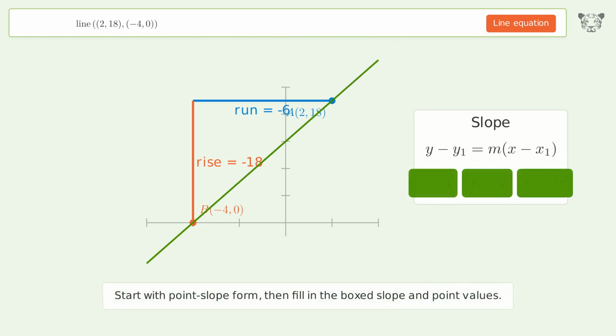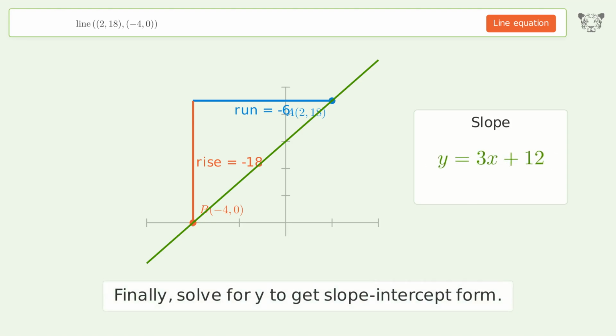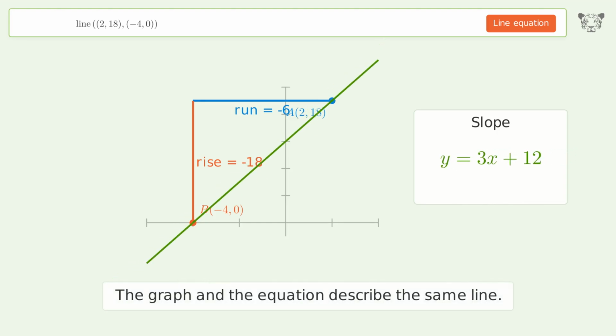Start with point slope form, y minus y1 equals m times x minus x1. Then fill in the boxed values, slope is 3, x1 is 2, and y1 is 18. That gives the specific point-slope equation for this line. Finally, solve for y to get slope-intercept form. The graph and the equation describe the same line.